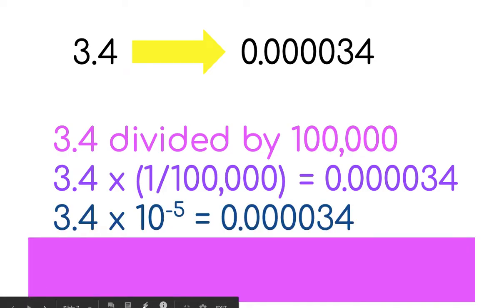Now, if you were to write that in scientific notation, you would write it as 3.4 multiplied by 10 to the power of -5. So clearly, these 3 things here, the divide by 100,000, the multiply by 1 over 100,000, and the times by 10 to the power of -5, all mean the same thing. Just the same thing expressed in different ways.